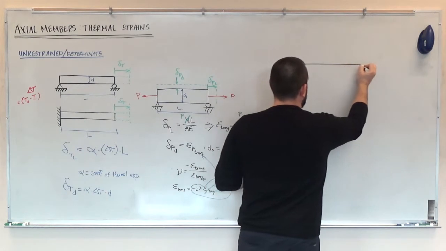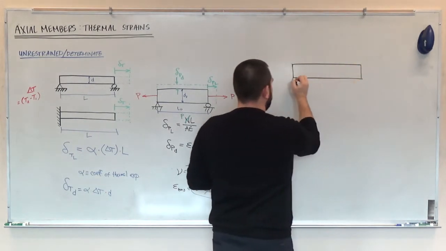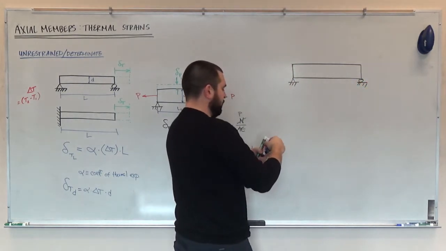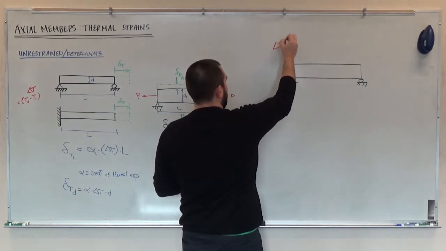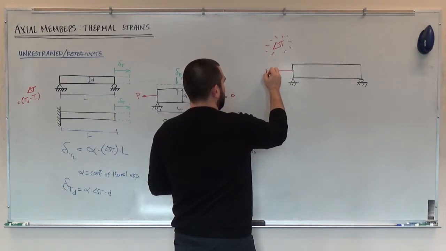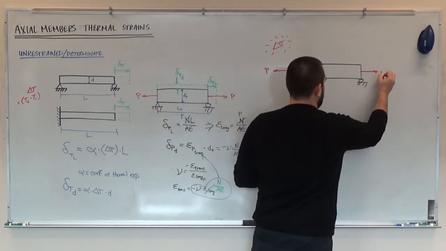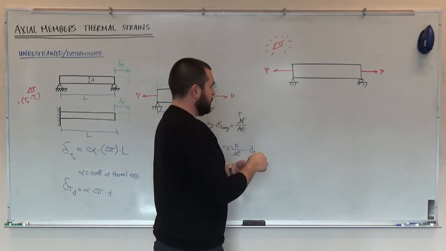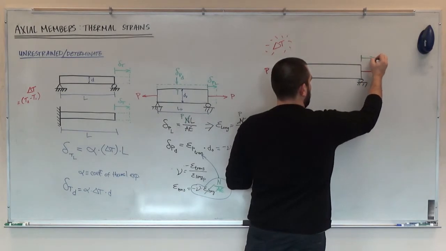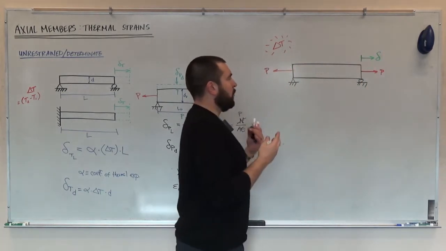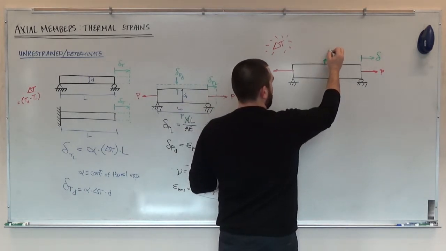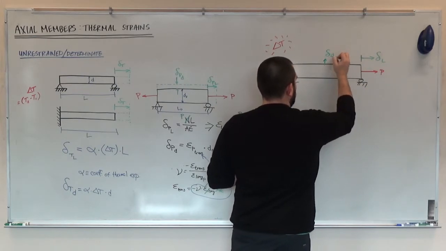So let's work on bookkeeping here. Same type of problem, but now let's apply both types of loads. So here I have delta T, some change in temperature applied, plus I have some externally applied axial load, putting it into tension. And here I'm going to be interested in finding the overall change in length and the overall change in width.